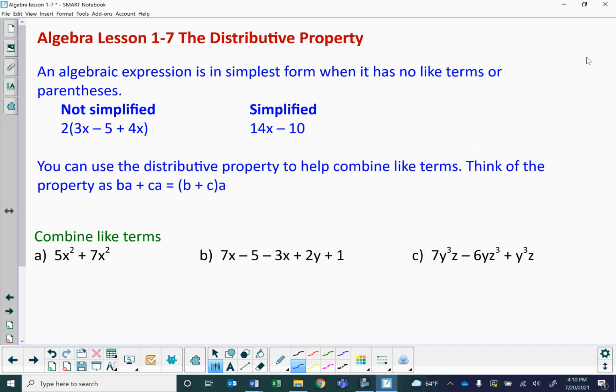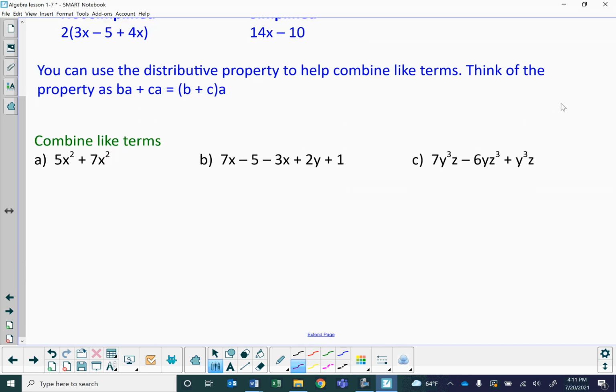Okay, so if we are looking for like terms, problem A here, combine like terms. So I have 5x squared plus 7x squared. This is x squared, and this is x squared, which means these are like terms, which I can think of as being 5 plus 7 times x squared. Well, 5 and 7 is 12, so this would be 12x squared.